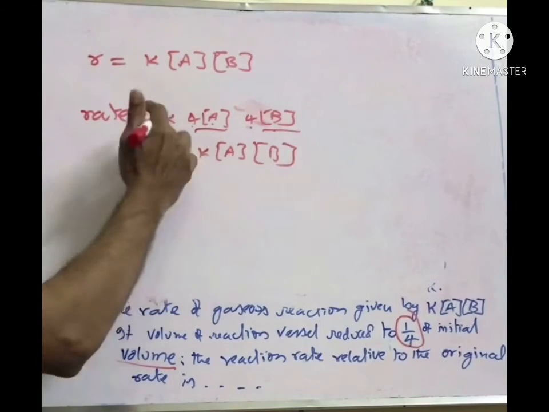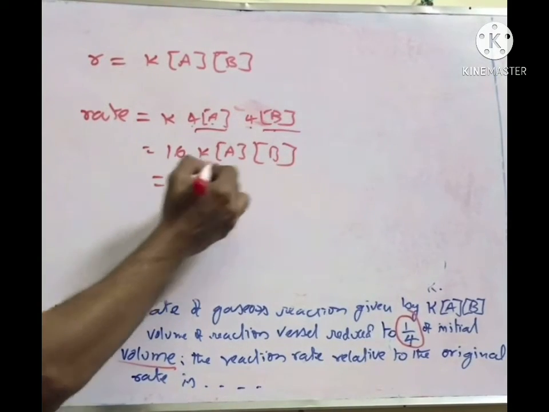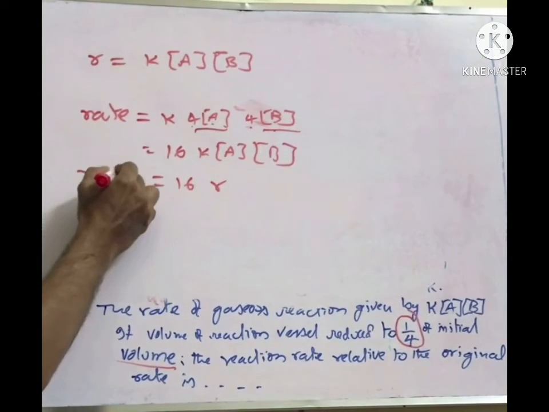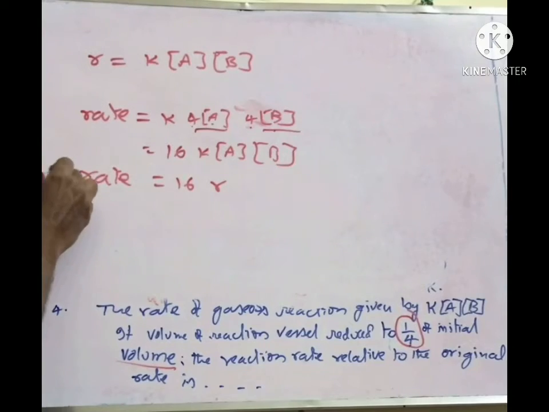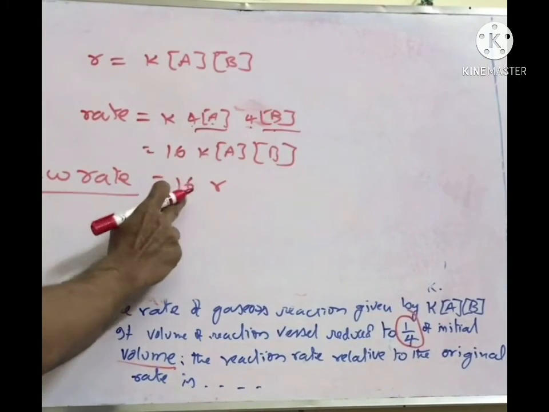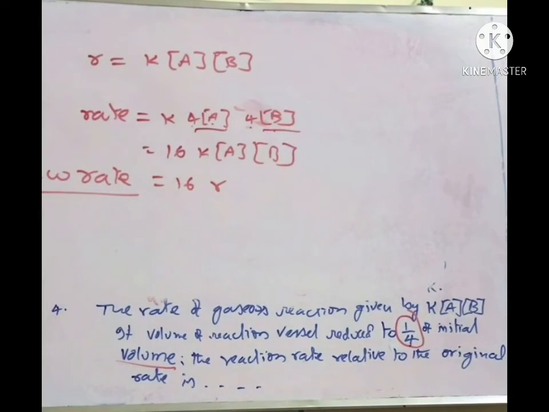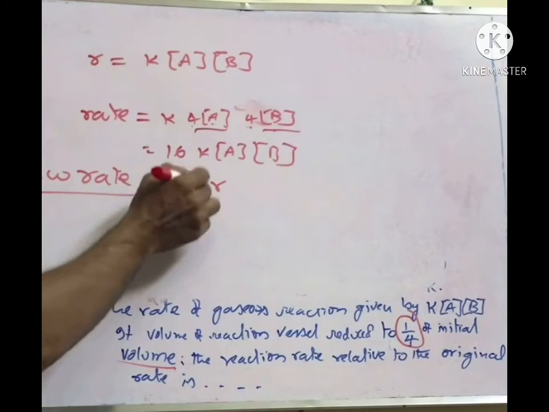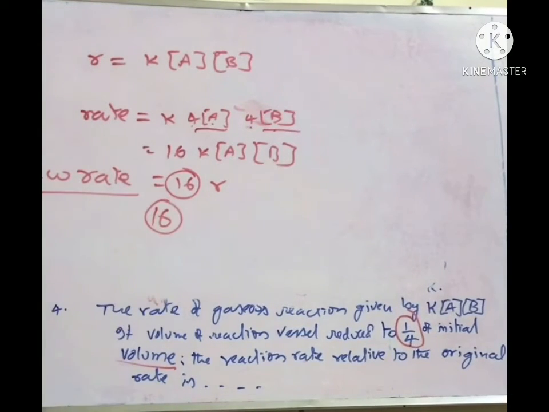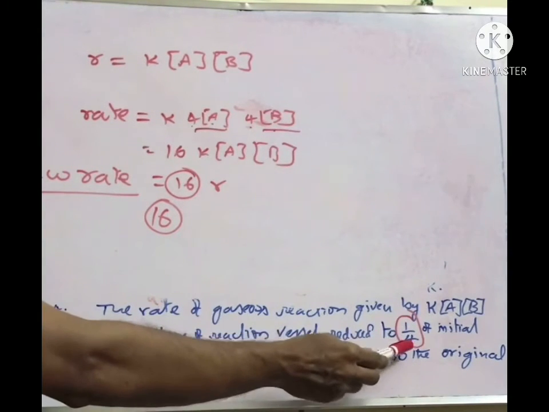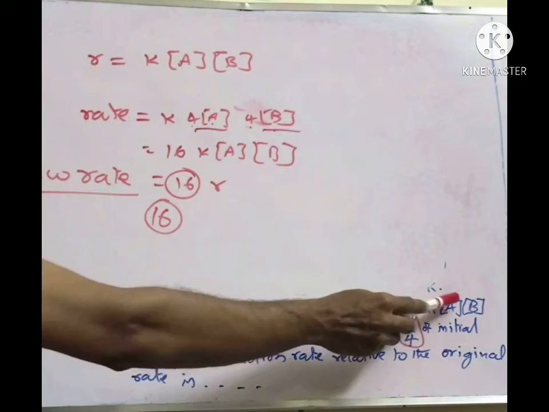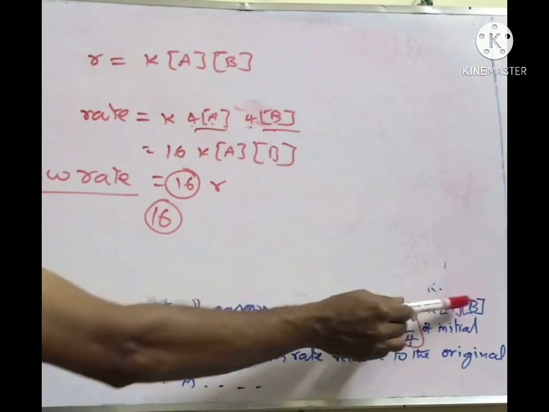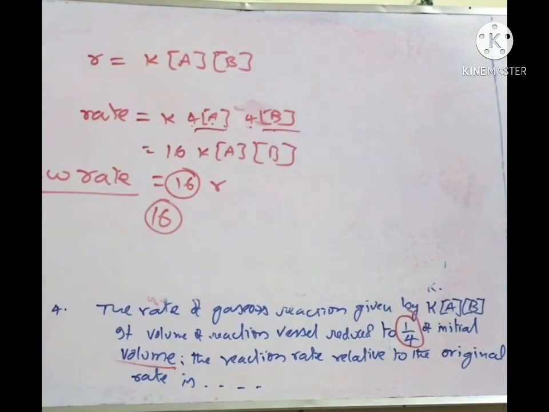This K, A and B is the original rate. So the new rate is equivalent to 16 times the original rate equation. So how many times will it increase now? 16 times it will increase. So for the rate of a gaseous reaction given by this particular equation, if the volume of the reaction is reduced to 1 by 4, then as per this reaction 16 times the rate of the reaction will increase.